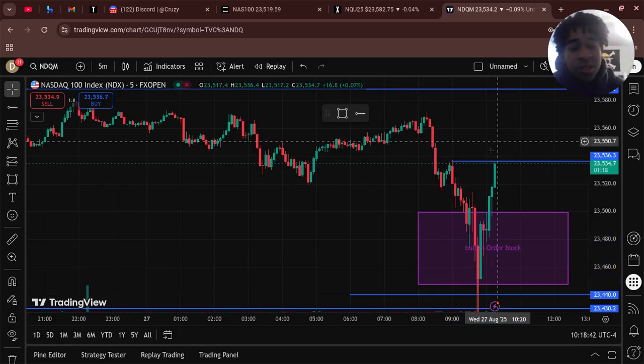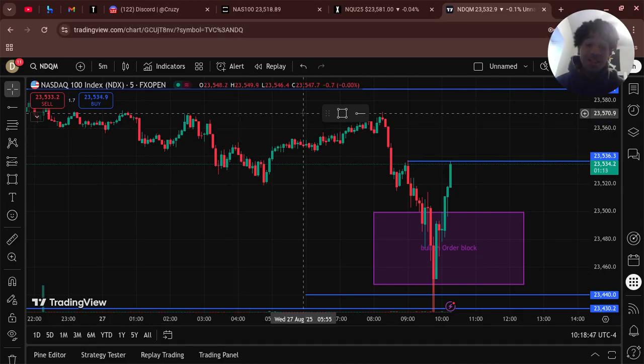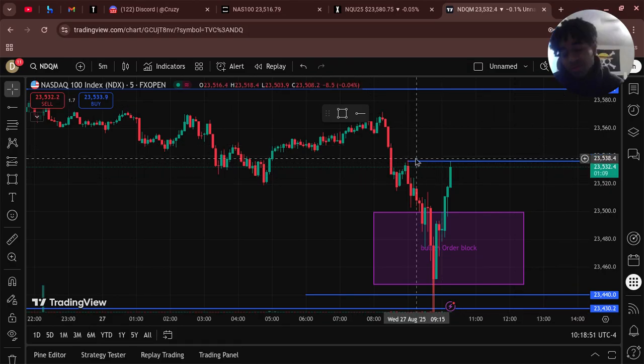So boom, as we can see, the market is shooting up in the 5 minute time frame. Hold on now, because this could be a potential reversal, or it's just gonna keep going up. I'm trying to mark it, but I really don't know.